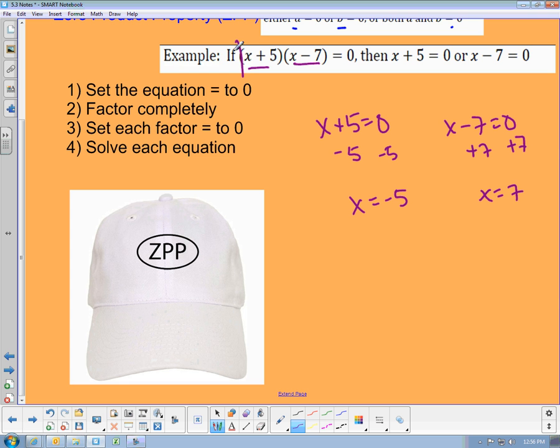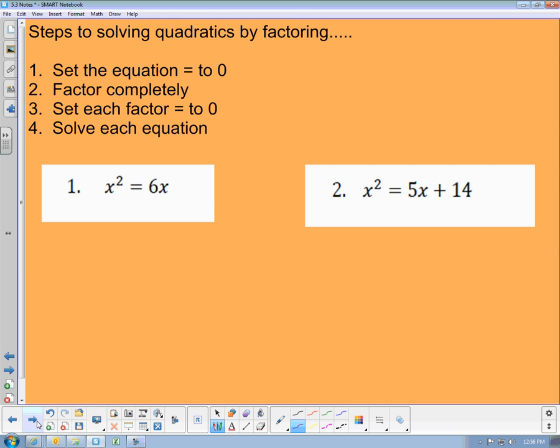But we have to get to the factored form first, okay? So that's what we're going to be doing today. We're going to be getting into factored form, and then we're also going to be factoring and solving. So let's take a look at number 1.